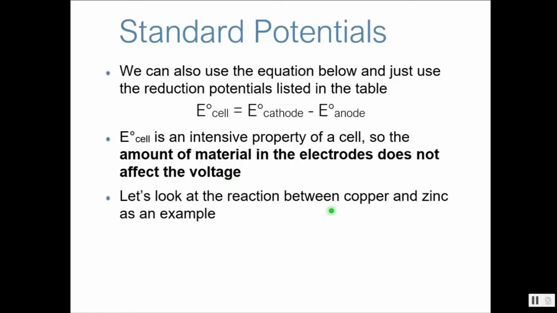So now let's look at an example. And the first example we're going to do is that Daniell cell where we have copper and zinc.